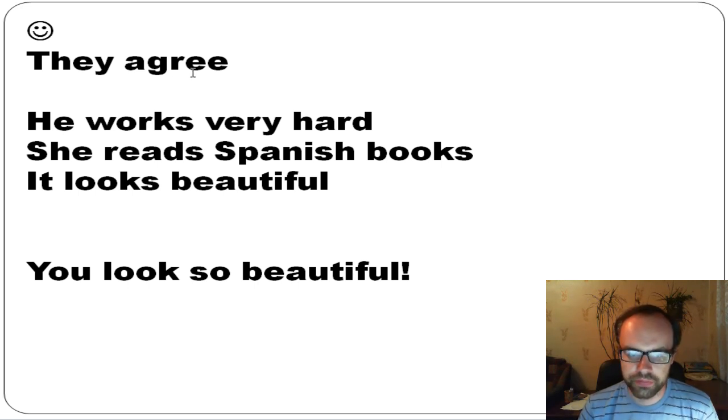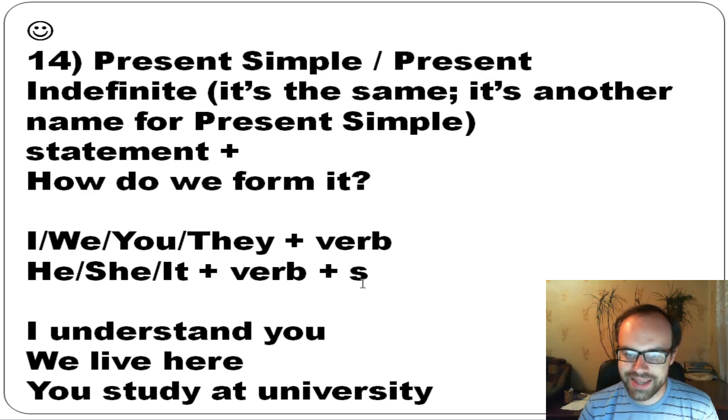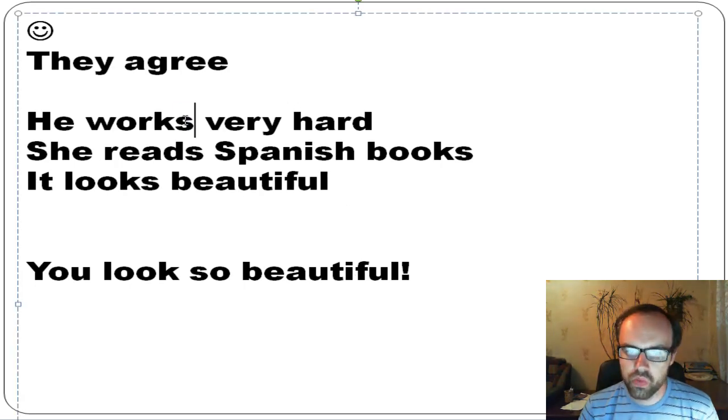Well, so he, she, it. If you have he, she, it, we add s. So verb plus s. Look, he works very hard. She reads Spanish books. It looks beautiful. He, she, it, s. But you look so beautiful. You know that we, you, they plus verb. So look is a verb. You look so beautiful. Good.